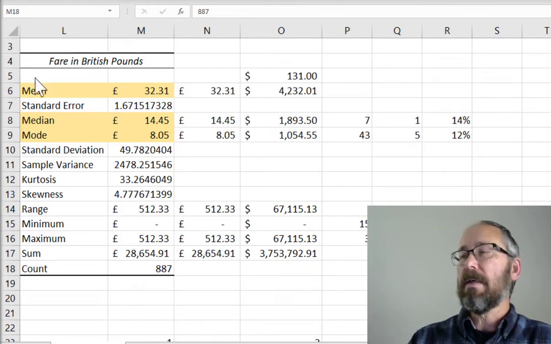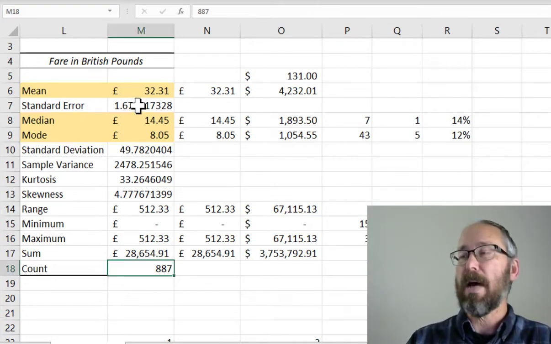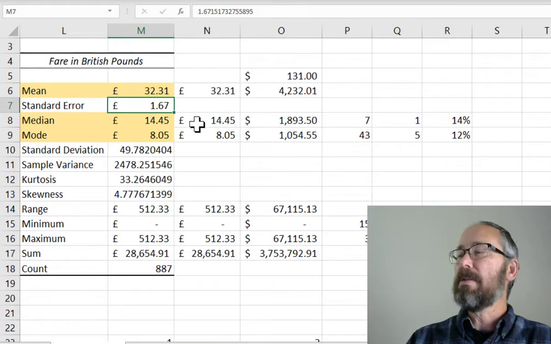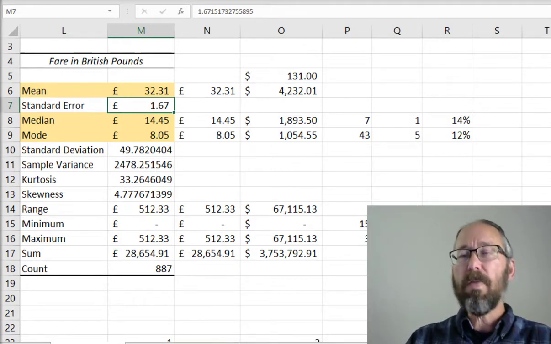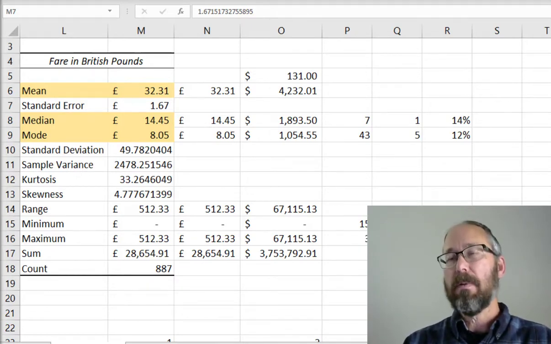And that's where this idea of a standard error comes in. This is actually the standard error of the sample mean. And so it too is British pounds, right? So I'm going to change that to British pounds. And what that means is it's a calculation that tells us that based on the fact that we're taking a sample and based on the size of our sample, there's an error rate on our mean. So our mean, probably in the actual population or any given sample from that population actually, would vary by 1.67 pounds.